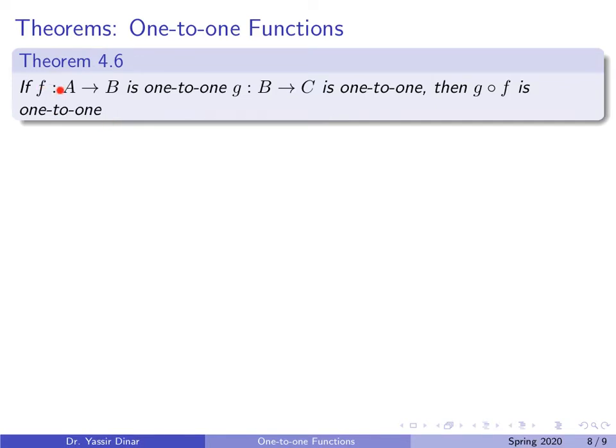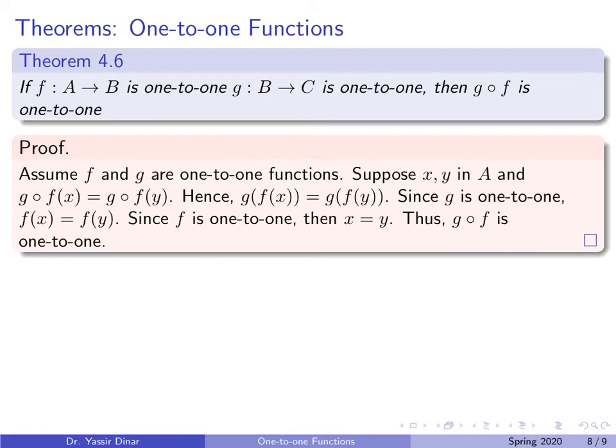In the proof, this is an if-then statement, so we'll assume that f and g are one-to-one functions, and then I want to prove that g circle f is one-to-one, and g circle f will be a function from A to C. This means that I will take two elements x and y in A, and I assume that their images are equal in C, and then use this assumption to show that x is equal to y.